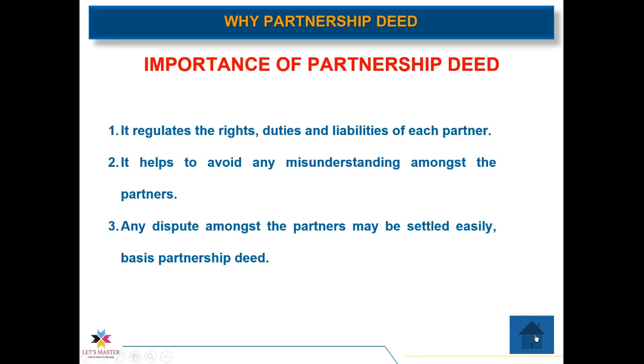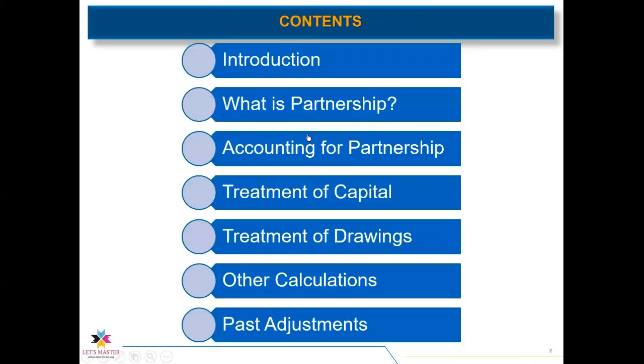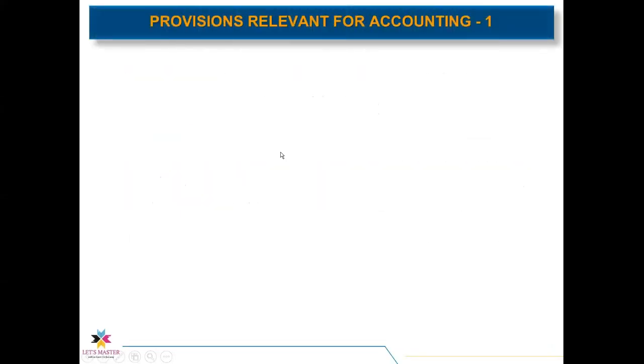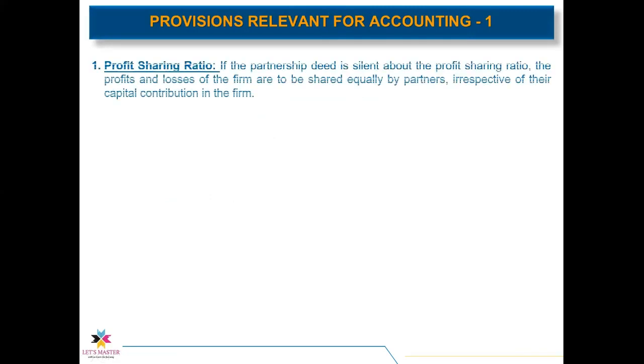So that's more or less about the introduction of a partnership firm, or what a partnership type of business looks like. Now, when we talk about accounting for partnership, there are some relevant provisions for partnership accounting. First one is profit sharing ratio.